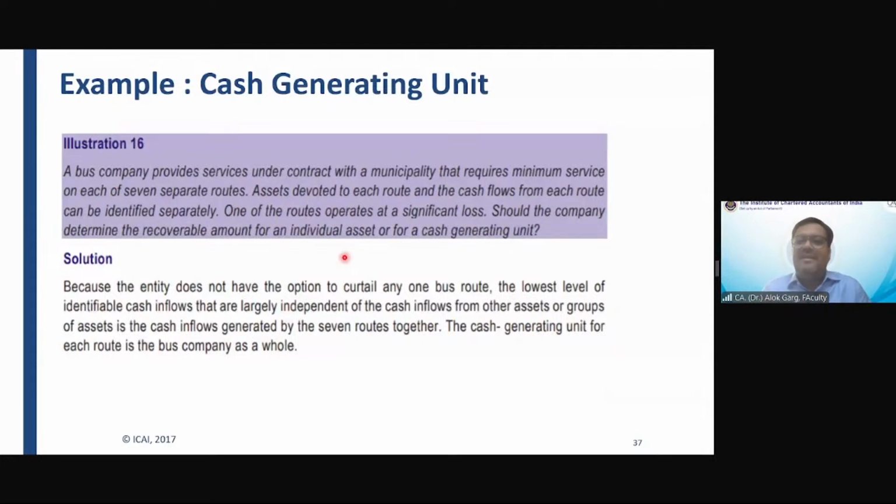Right. Let's understand with the help of illustration number 16. A bus company provides services under contract with a municipality that requires minimum service on each of 7 separate routes. How many of you belong to Delhi? Anyone belongs to Delhi? Okay, 3-4 students belong to Delhi.